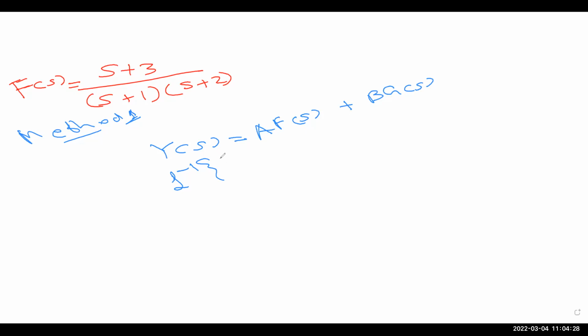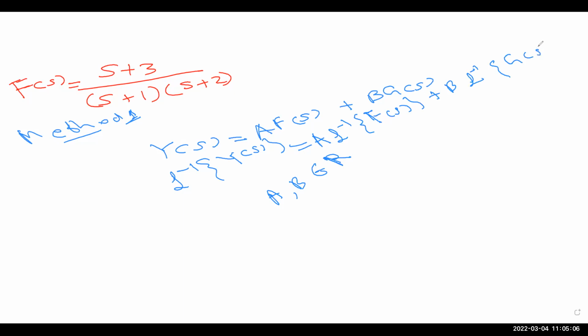So what we can do, if we want to get y(t), is take a out, because a is a constant, right? So a and b are constants. We can get the inverse Laplace of F(s), plus we can take b out and get the inverse Laplace of G(s). So we can use the same thing here, right?